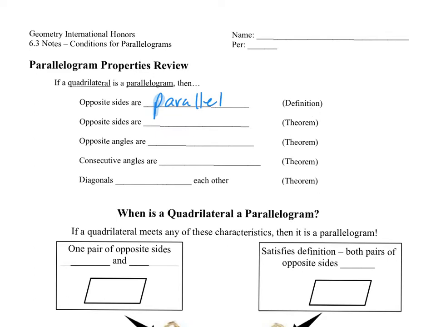Secondly, you've proved that opposite sides are not only parallel, but also congruent. In addition, we've proved that opposite angles are congruent, and that consecutive angles are not necessarily congruent. They might be congruent, but they are necessarily supplementary. That's another thing we've proved about every parallelogram. And we've also proved that in a parallelogram, diagonals always bisect each other.